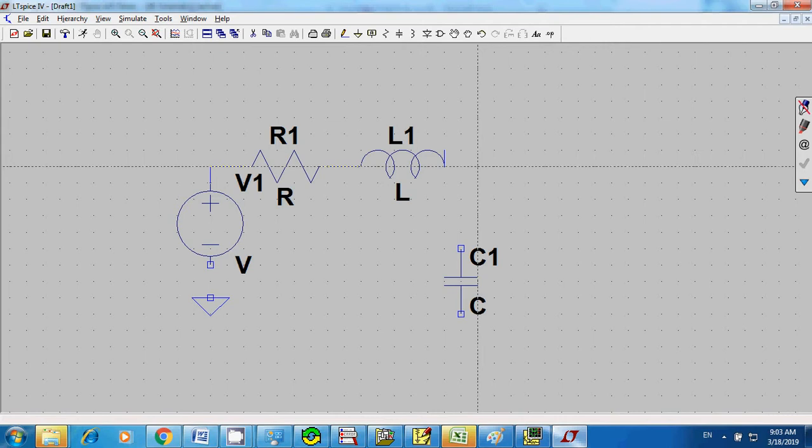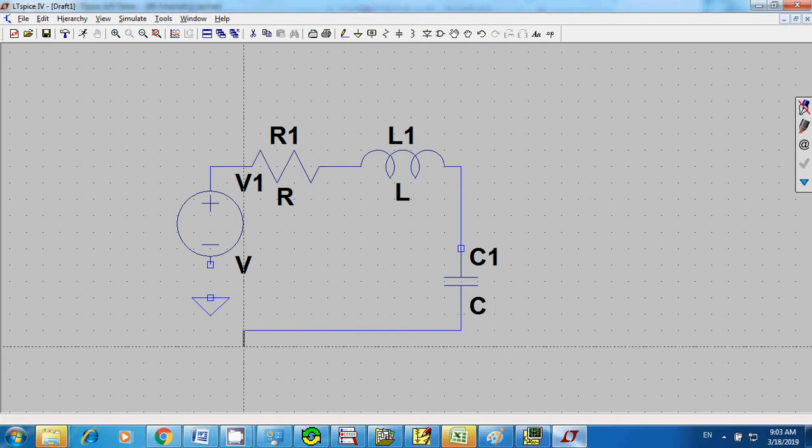Oops, sorry. Let's cut this one. Sorry. Alright, redo again. C1, and going to make a connection to ground. So you move ground, you press F7, you left click, and you can move your ground. Alright, go wire again.